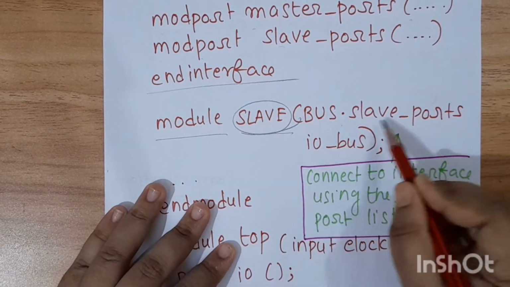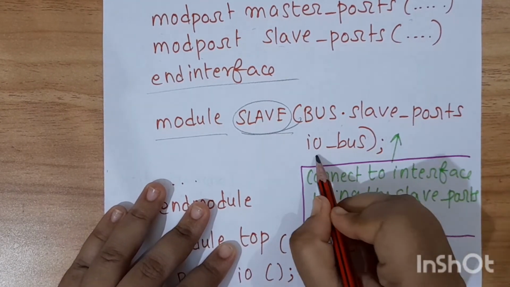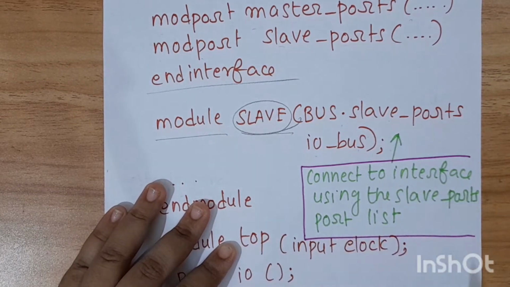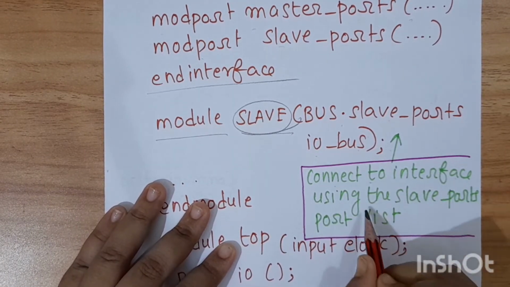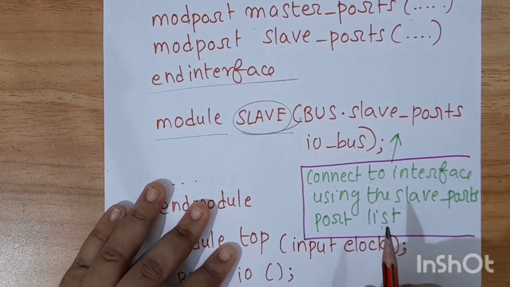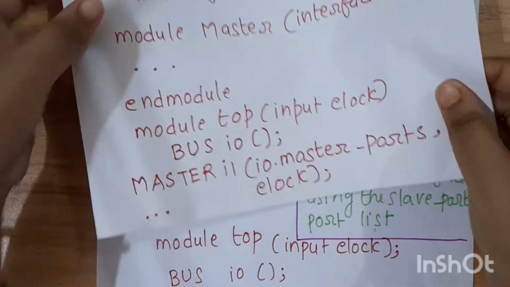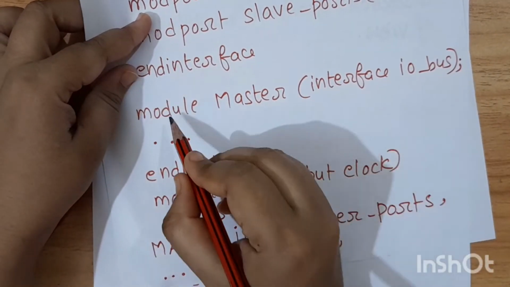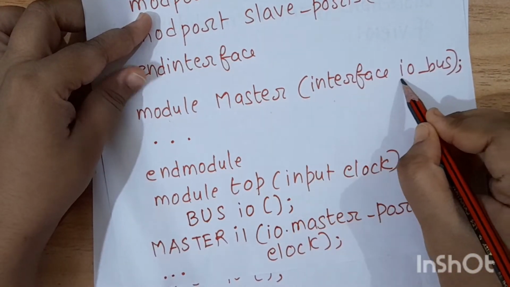Now how the connection has been done: bus dot slave_ports IO bus semicolon. So it connects to the interface using the slave_ports in the port list. There in the top module, for the master, you see module master interface IO bus.